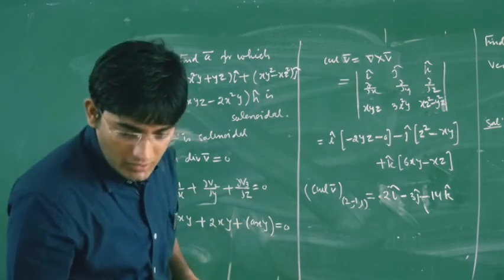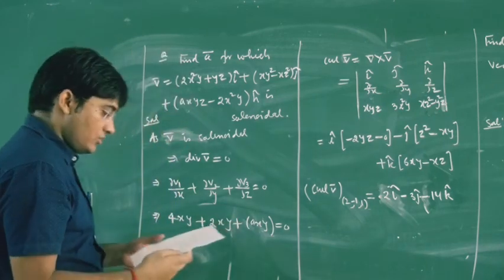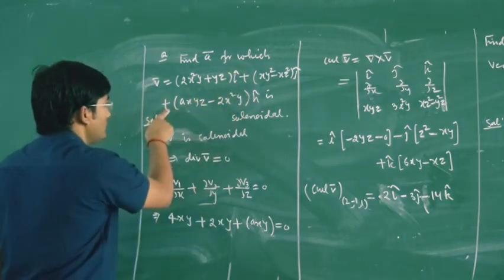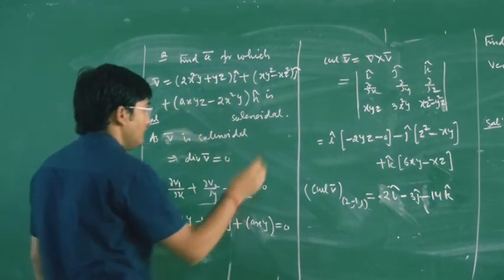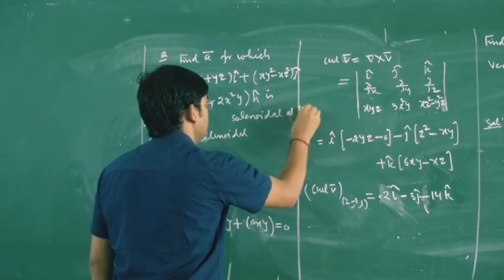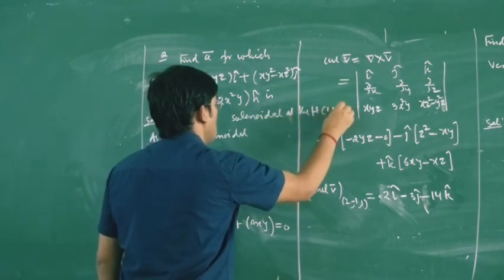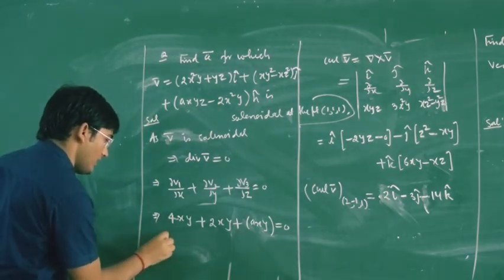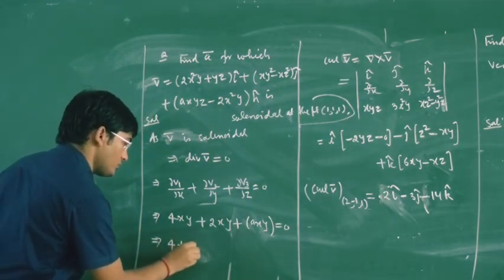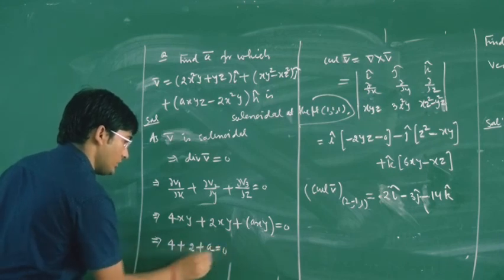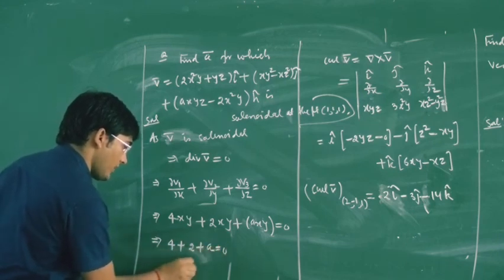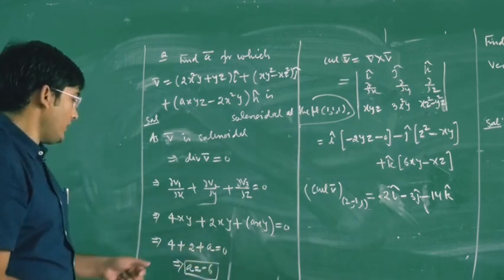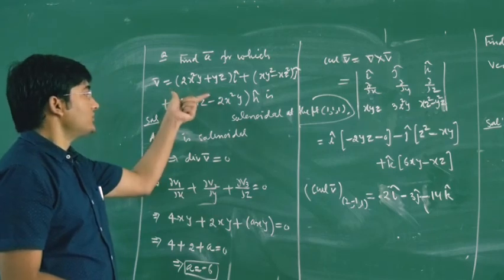So we have to find the value of a for which this is solenoid. Now at the point (1, 1, 1), x, y, z are 1, 1, 1. So we have 4 plus 2 plus a equal to 0. So from here we have a equal to minus 6. So the value of a is minus 6 for which this vector is solenoid.